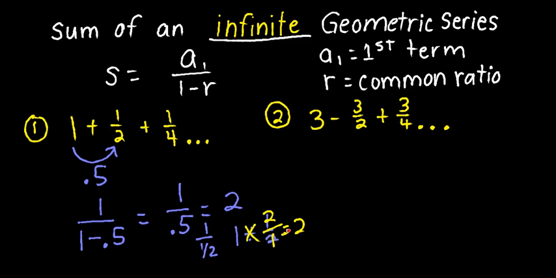In example number 2, we have to find the common ratio first. So I'm going to go ahead and use algebra for that one. I want to know how I go from 3 to negative 3 over 2. So I'm going to use an r for my unknown common ratio. 3 times this unknown common ratio is going to equal negative 3 over 2. Now I want to isolate r to find out what that number is. I'm going to divide both sides by 3.